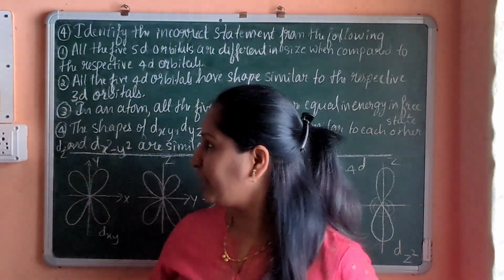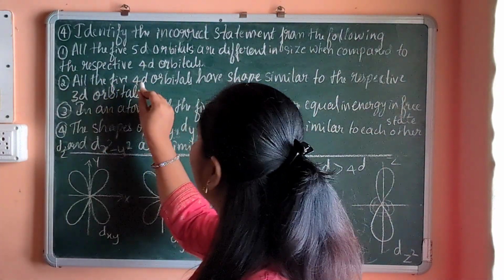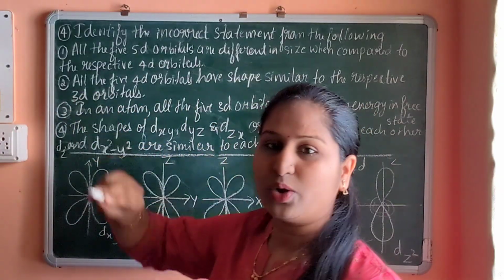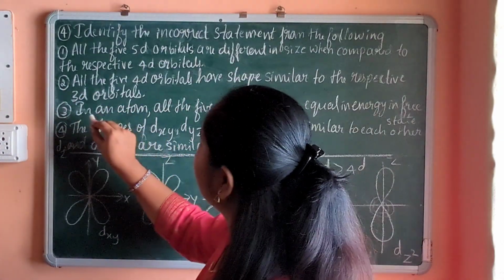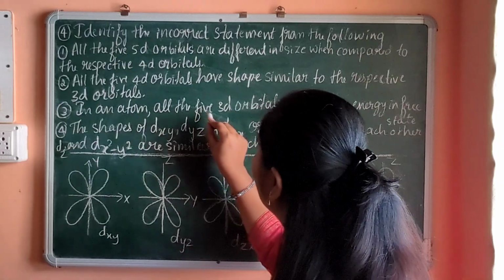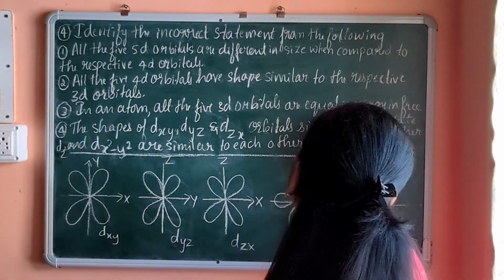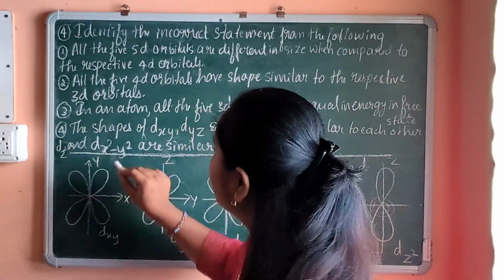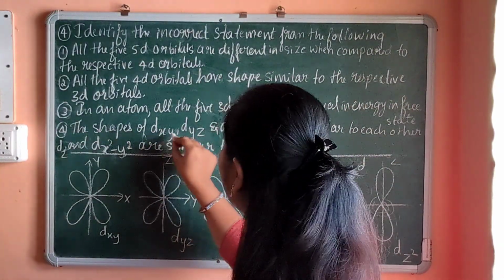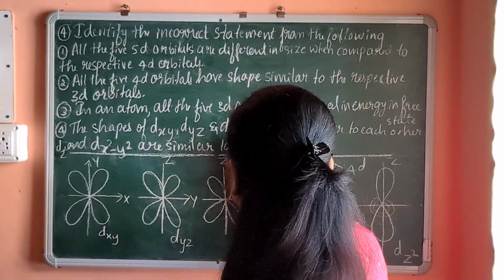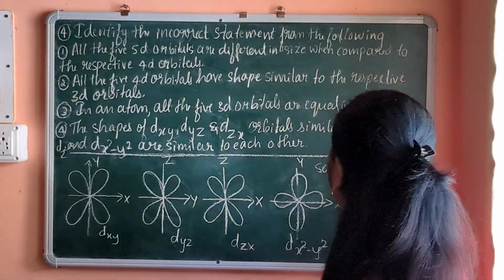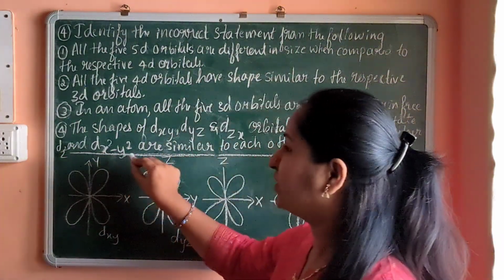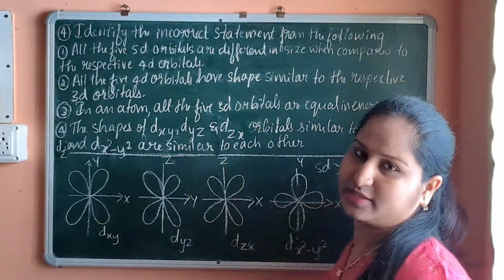And the second statement is, all the 4d orbitals have a shape similar to the respective 3d orbitals. The third statement is, in an atom, all the 5 3d orbitals are equal in energy in free state. And the last statement is, the shape of dxy, dyz and dzx orbitals are similar to each other, and dz square and dx square minus y square are similar to each other.